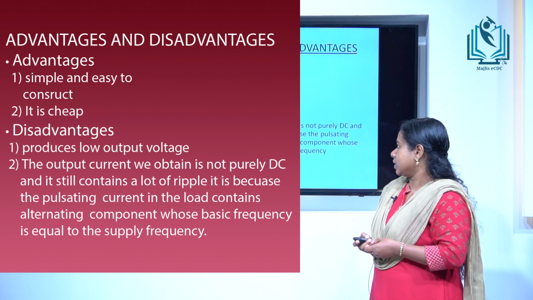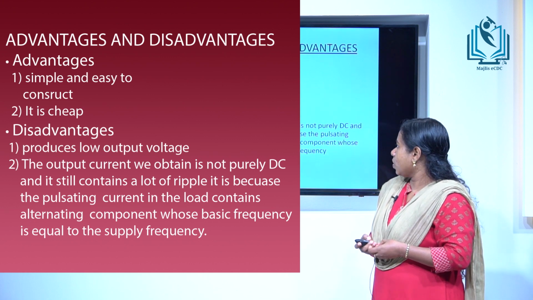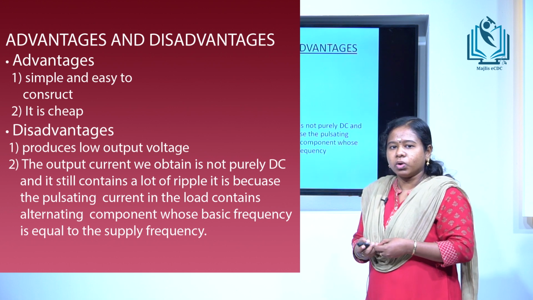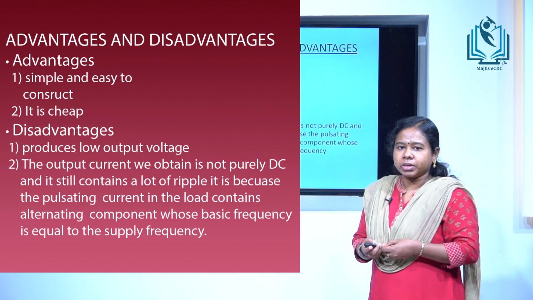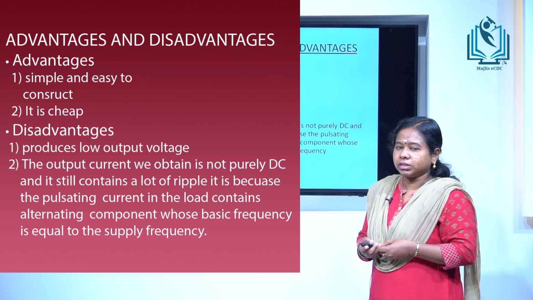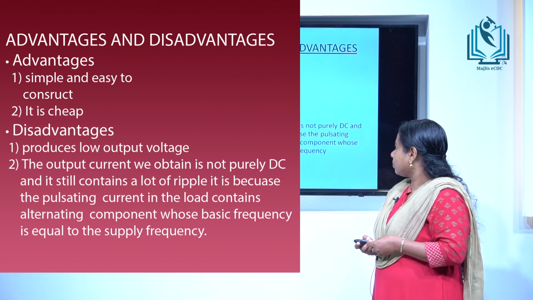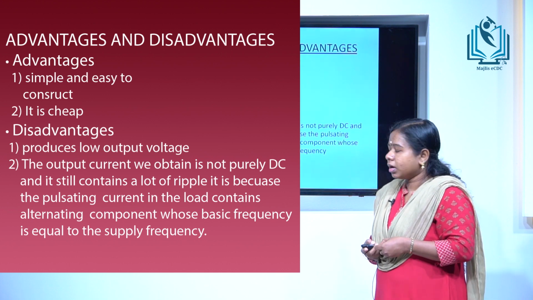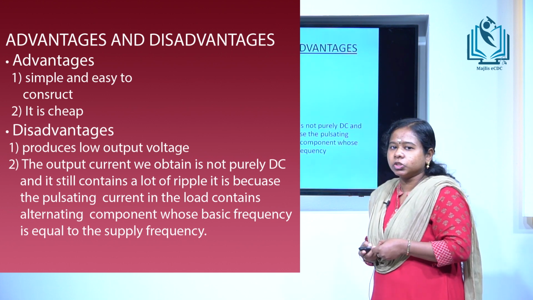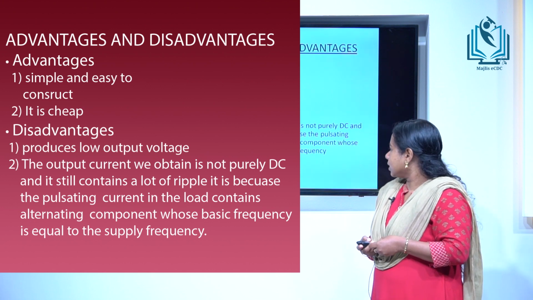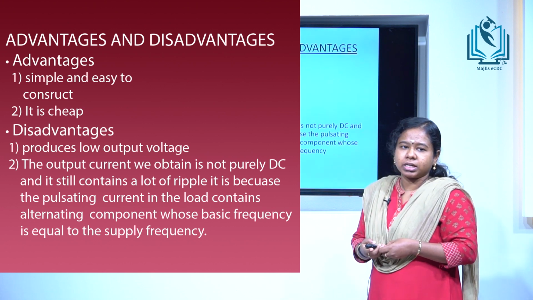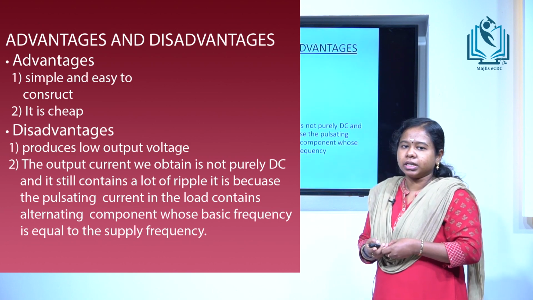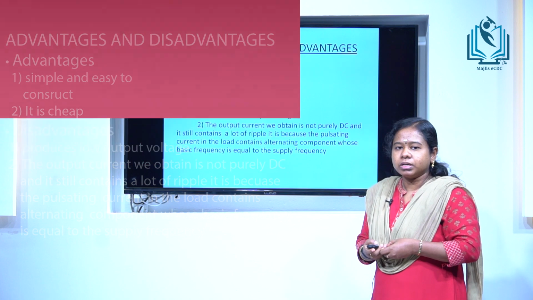Disadvantages. First disadvantage: it produces low output voltage. This is because the AC supply delivers power only half the time. Therefore, output is low. Second disadvantage is that the output current we obtain is not purely DC and it still contains a lot of ripple. This is because the pulsating current in the load contains an alternating component whose basic frequency is equal to the supply frequency. So, an elaborate filtering is required to produce a pure DC.